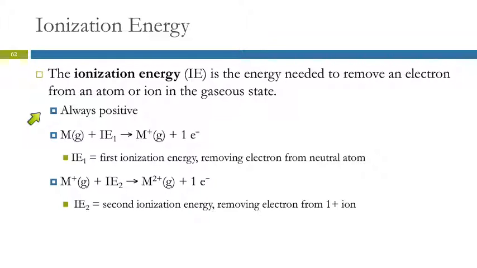So the ionization energy is always positive. As the outside influence, you have to exert energy to get the electron off. So it's exothermic for the surroundings, it's endothermic for the atom.